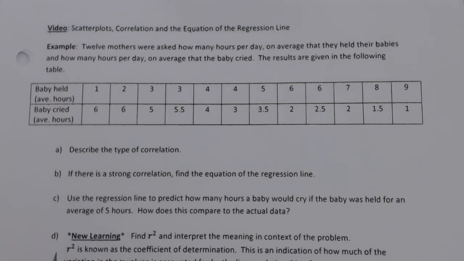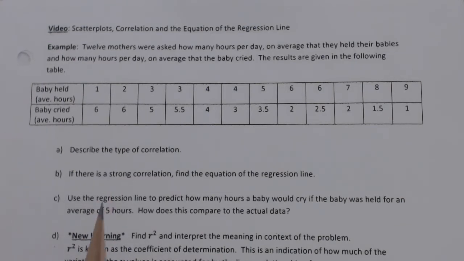So we have a couple different things, and please note part D says new learning, so you're going to have to make it through the video. Let's get to that new learning. Part A, describe the type of correlation. Now, when you describe the type of correlation, please always start with a picture.